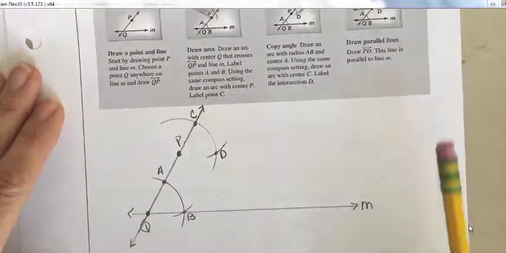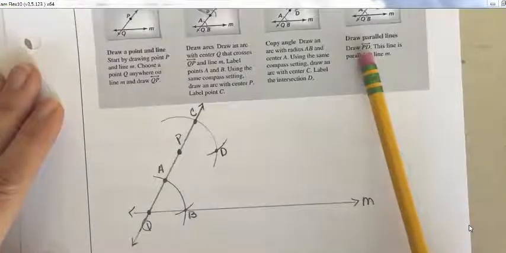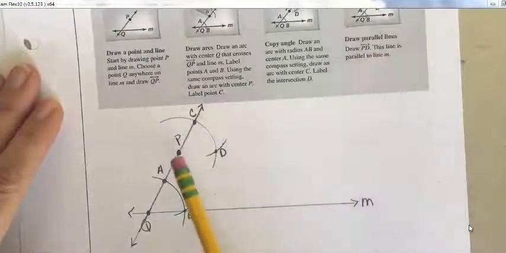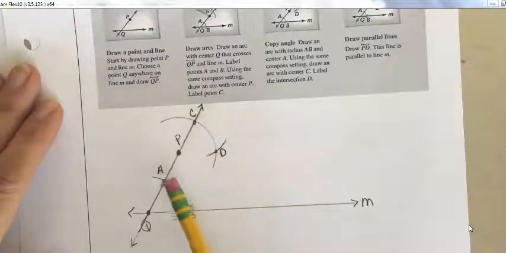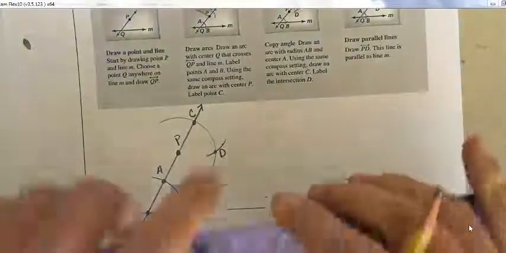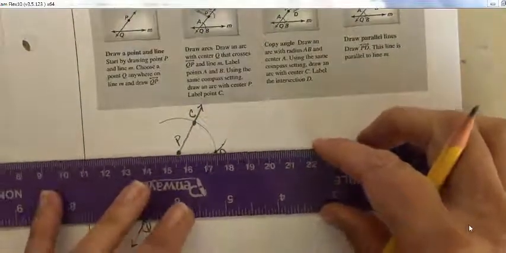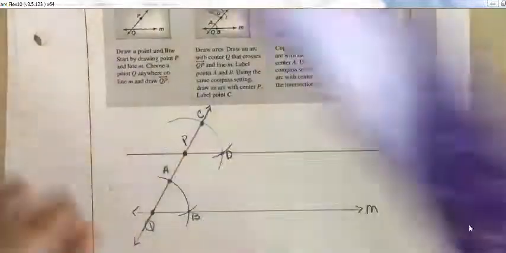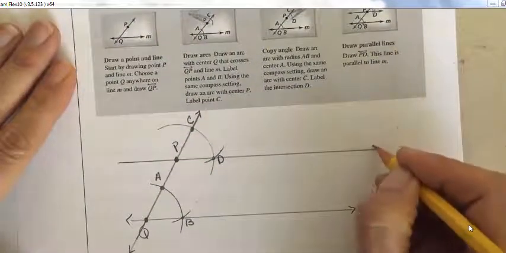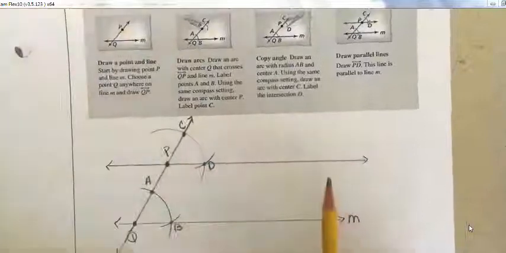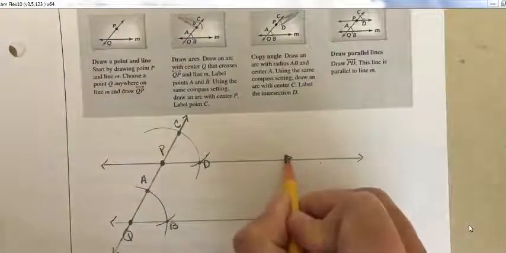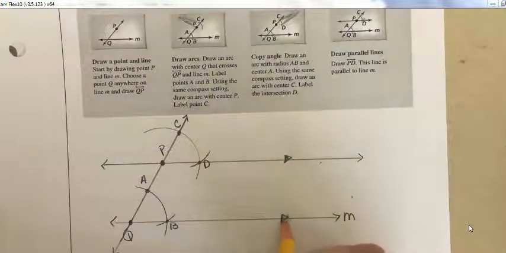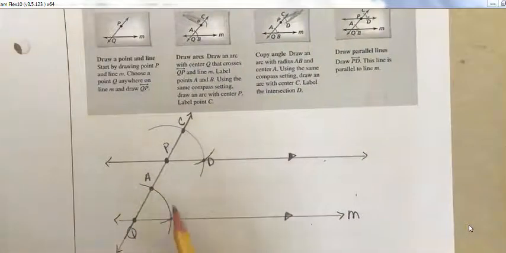Now draw a parallel line. So basically draw line PD. And this is the line that's parallel to M, right? So PD, see how this angle is going to be the same as this angle, AQB. So now I can just draw my line through PD. And that line is parallel to this line. And I can show that by putting little arrows. But basically what I'm looking for are these constructions. I'm looking for all these arcs.